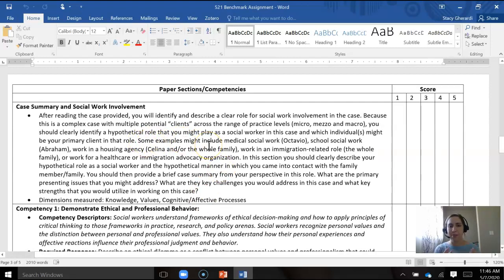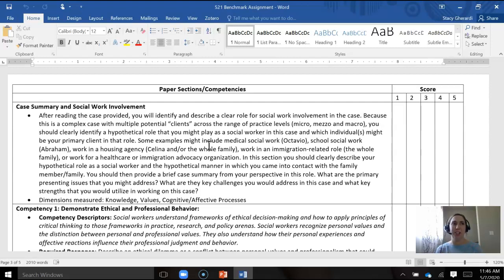There's a father who has a medical condition and disability. There might be some room for medical social work to work with the father and the family as a related group. There's children in this family who are struggling in school, and so there might be appropriate roles for school social work. There's housing needs for the mom and the whole family. There's clearly immigration-related needs, and those are just some examples, but there are many others. Your job is to pick one of those.